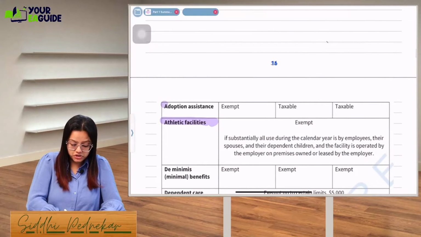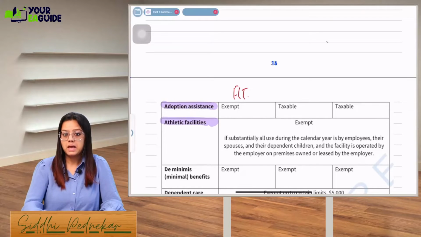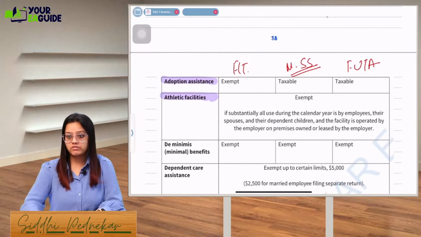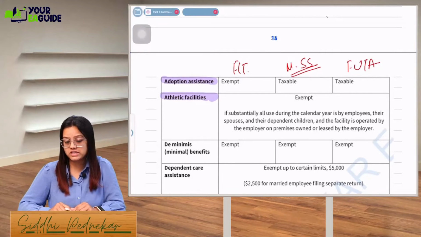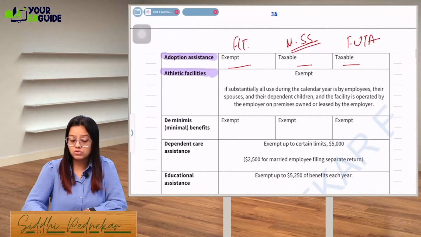Okay, adoption assistance. If it is provided, then it is exempt from federal income tax, but for Medicare and Social Security, it is taxable, and FUTA also it is leviable. For adoption assistance, if the employer provides some adoption assistance to the employees, in that case these three things you have to consider.